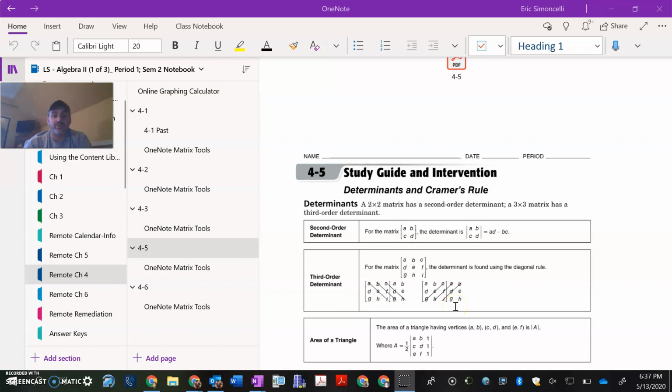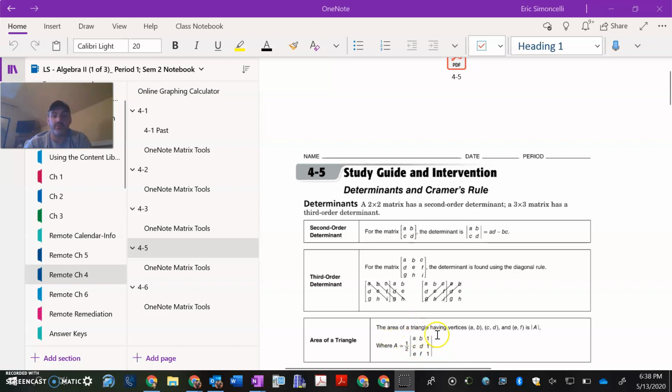The most kind of significant application, though, of using a determinant in any context is the area of a triangle. The area of a triangle having vertices A comma B, C comma D, and E comma F is, well, the determinant of a 3x3, where A, the area, is equal to 1/2 times, look at this 3x3, and the determinant setup. So you have A B, the first ordered pair, C D, the second, and E F, the third. Well, notice the third column is simply just 1.